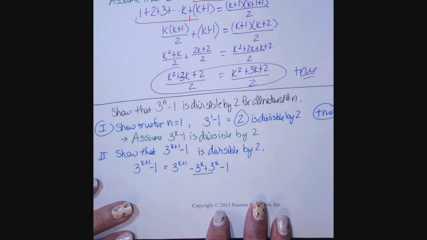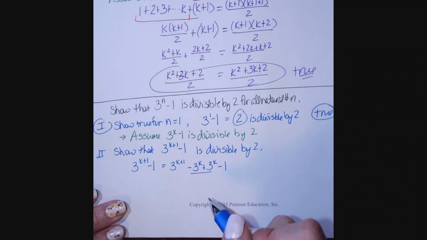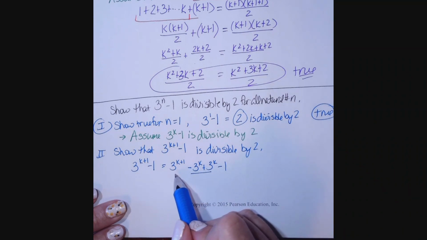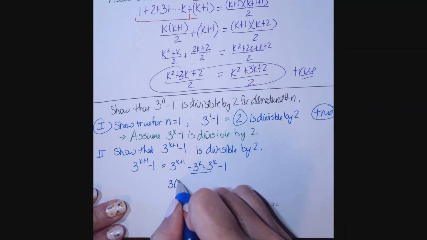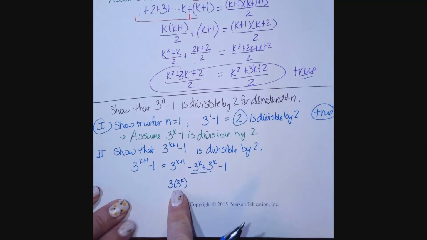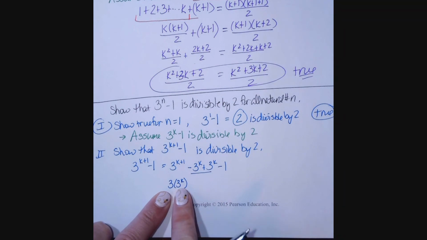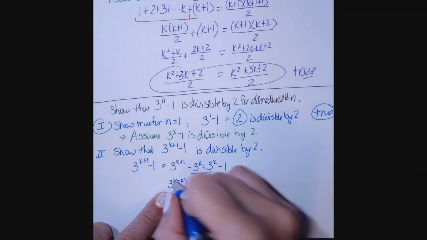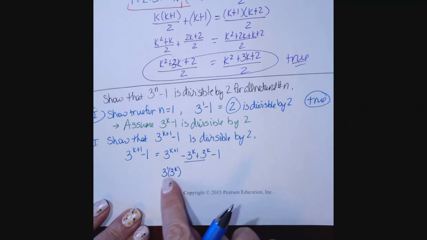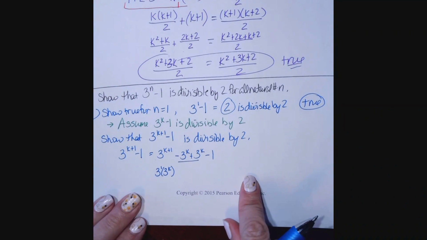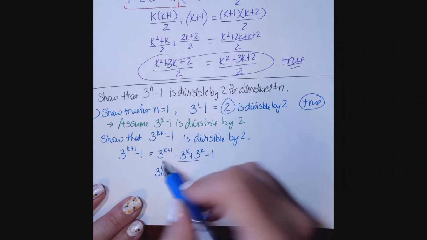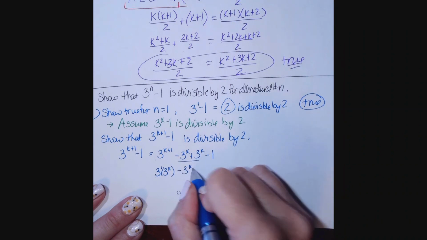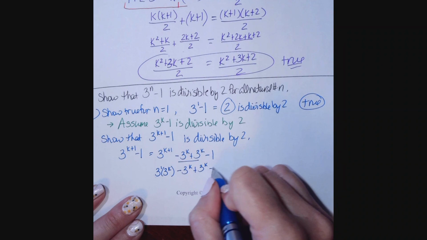Alright, so I put in that zero pair, and now I'm going to use my rules for exponents, and I'm going to rewrite this first term as 3 times 3 to the k. Because this is 3 to the first, this is 3 to the k. When I multiply the base, I add the exponents. So this is another way to write 3 to the k plus 1. So I have 3 times 3 to the k, that's the same thing as 3 to the k plus 1, and I have minus 3 to the k plus 3 to the k minus 1.